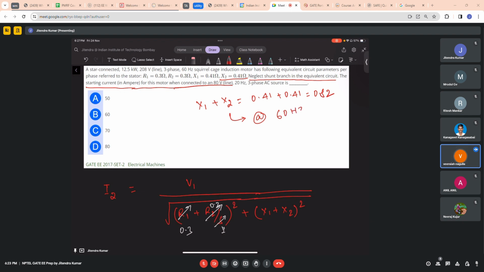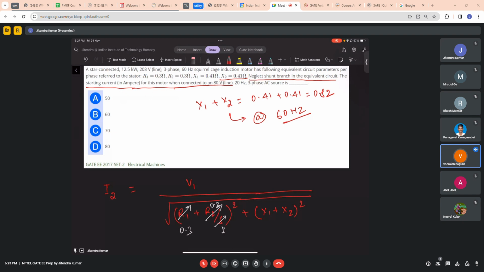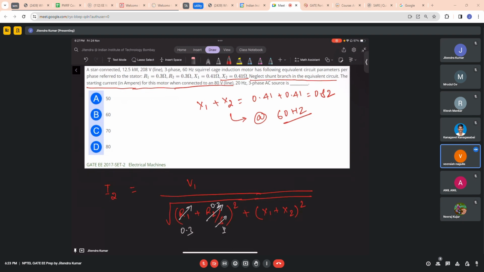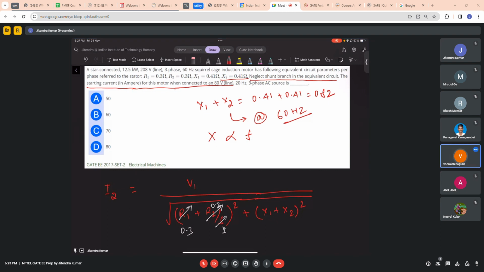Now, why am I emphasizing 60 hertz? Because since voltage is reduced, the frequency needs to be reduced to maintain the V by F control, which is standard, to maintain the rated flux, right? And hence here X will be directly proportional to frequency. Is there any doubt in this statement? I can explain. No, sir, no doubt.